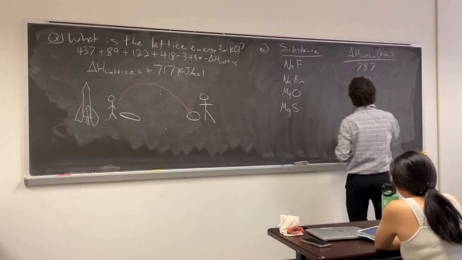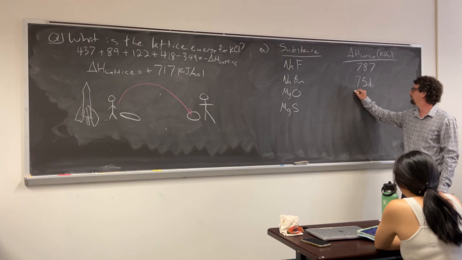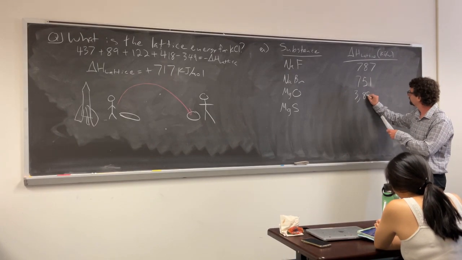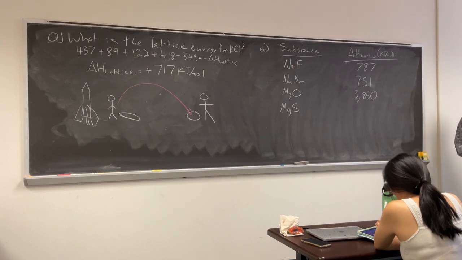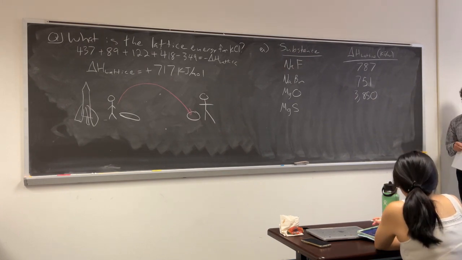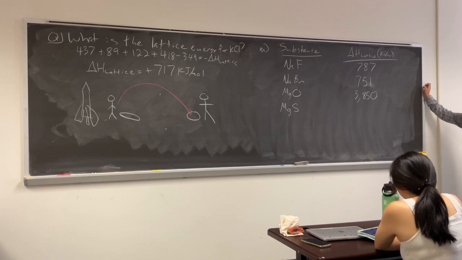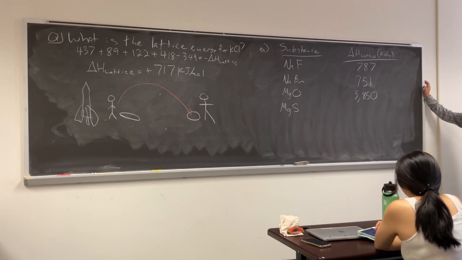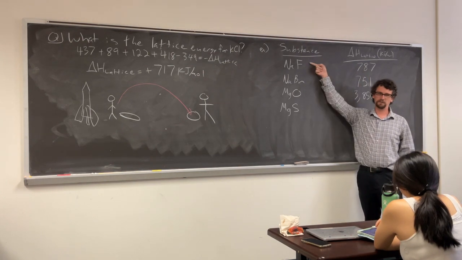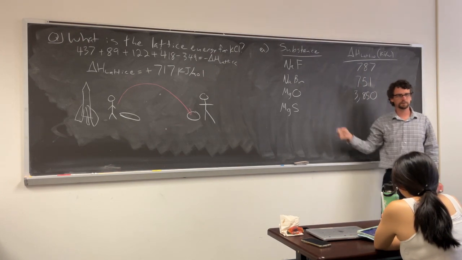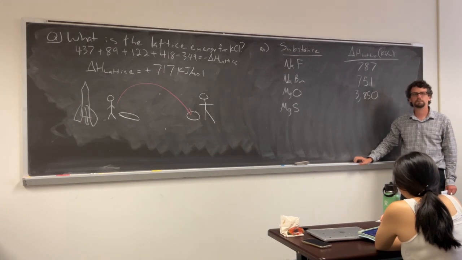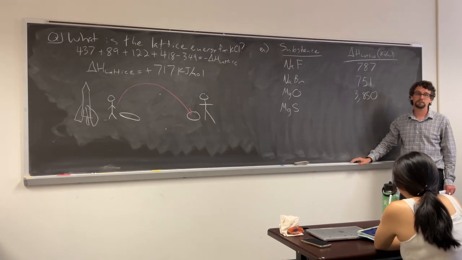Magnesium oxide, if you look at magnesium oxide, all of a sudden you jump up by a factor of 10. What happened there? Why such a big jump? Okay, what's really different between these three? Is it magnesium instead of sodium?